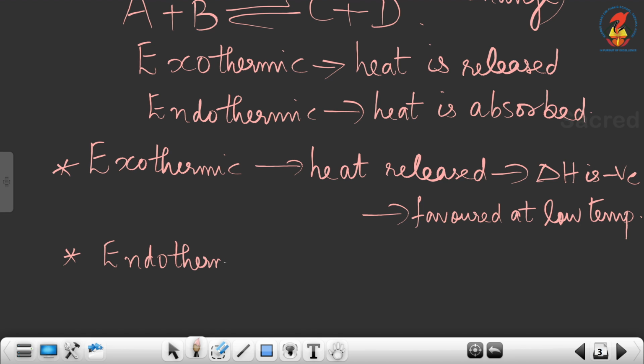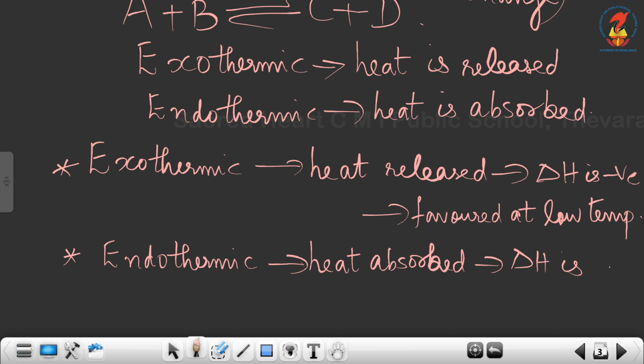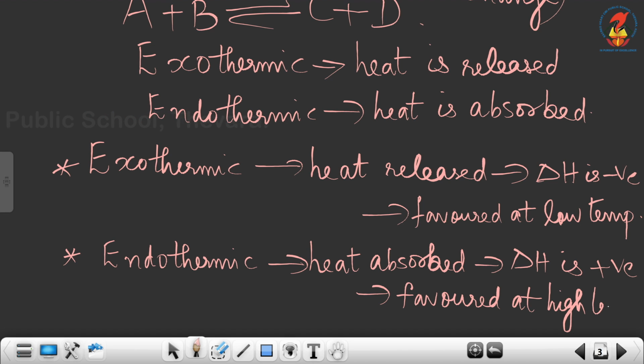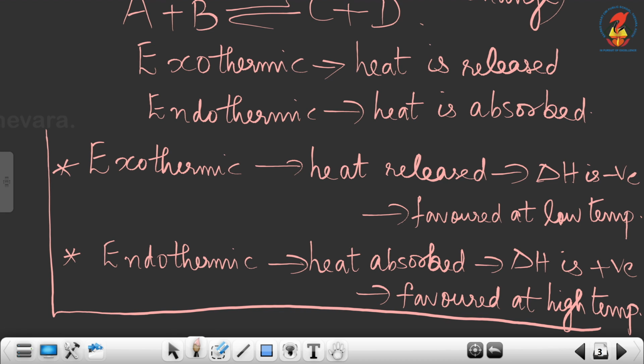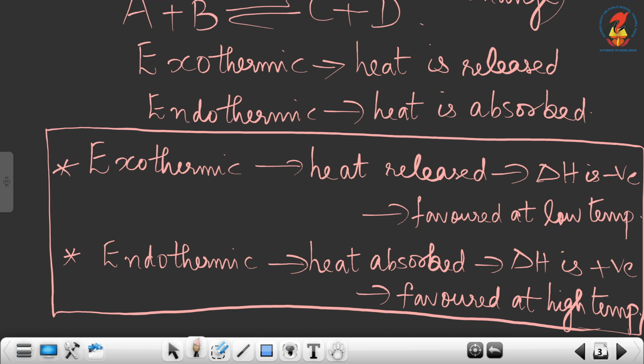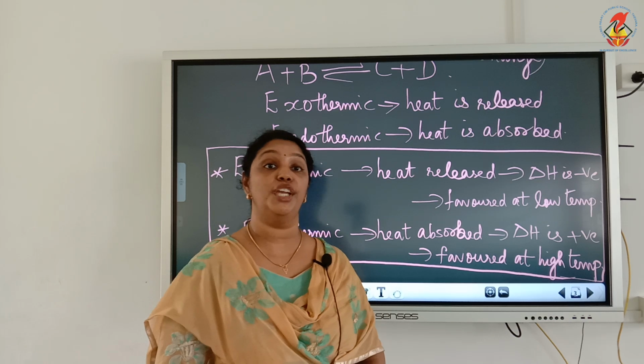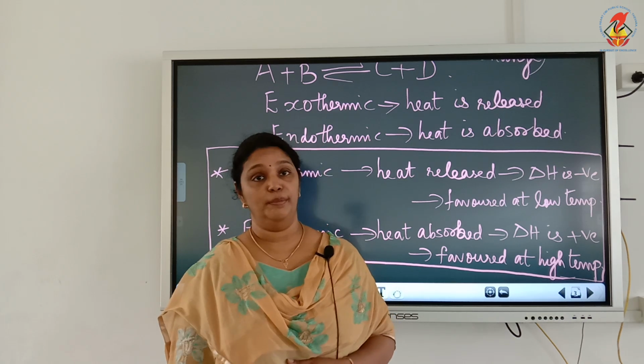Now next I am going to write the next important point. Endothermic reaction means heat is absorbed, means delta H is positive, and favored at high temperature. These 2 points are very important points. If you study this box, you can easily predict the effect of change of temperature on equilibrium of a reaction.